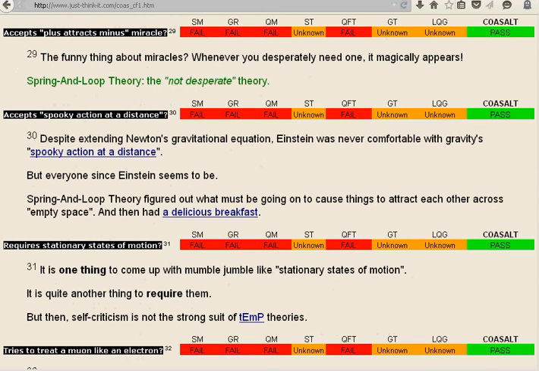Number 31. Does the theory require stationary states of motion? It is one thing to come up with mumbo-jumbo like stationary states of motion. It's quite another thing to require them. But then, self-criticism is not the strong suit of the existing mainstream physics theories.